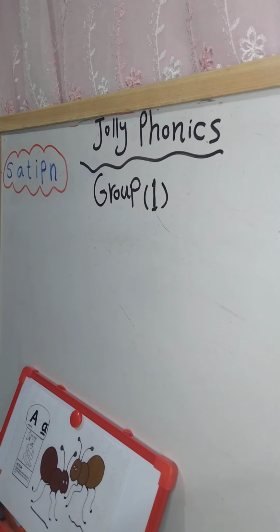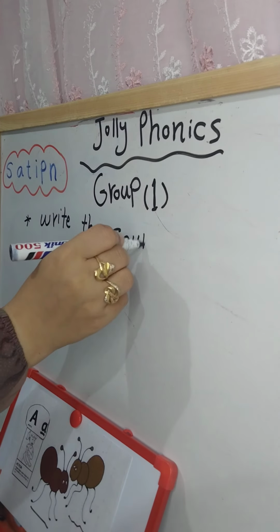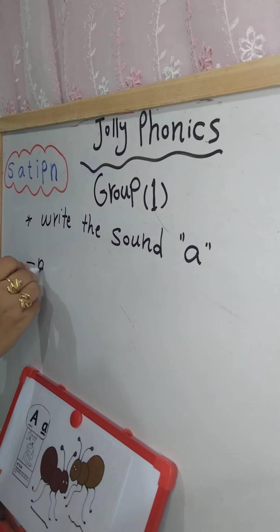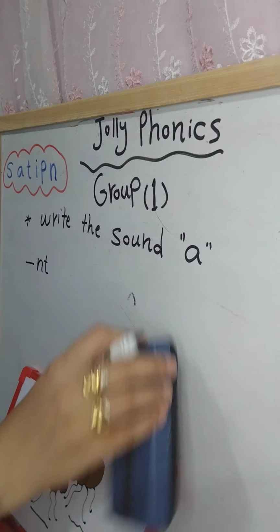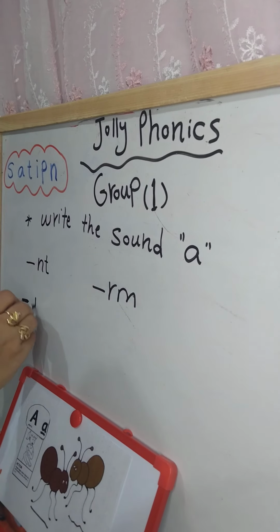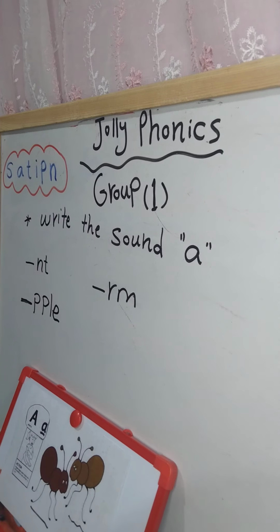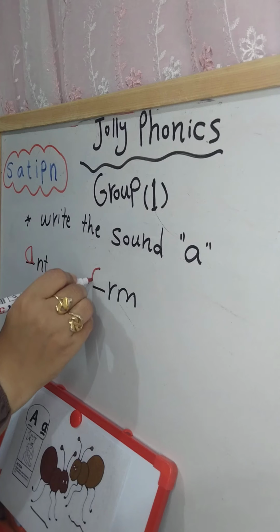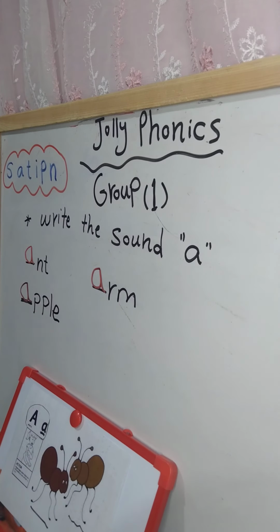Please write the sound a. The sound a. Yes, here, let's write the sound a here. Do like this, a. Excellent, yes, okay, now let's read the words.